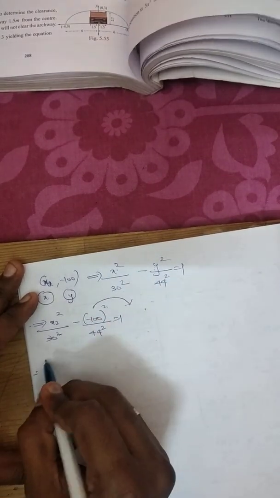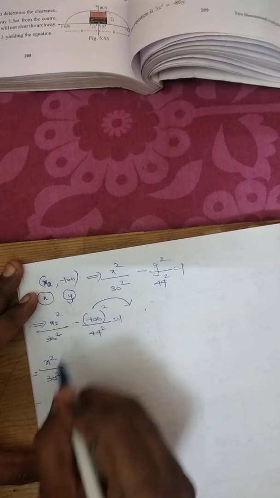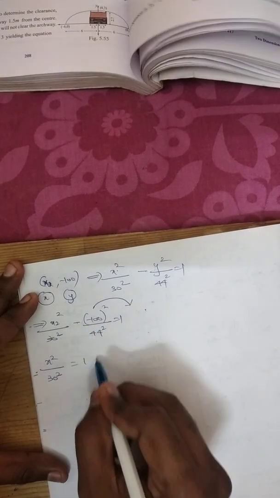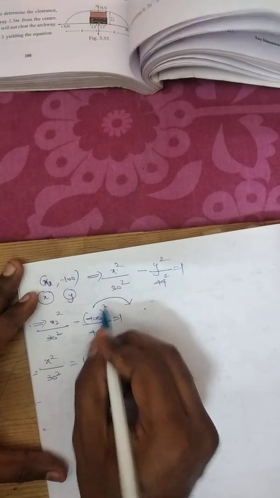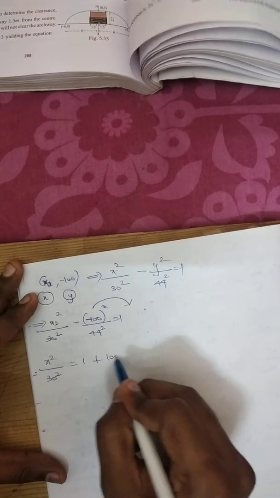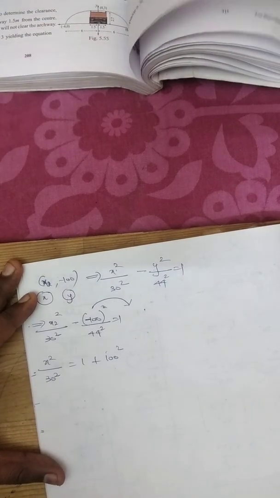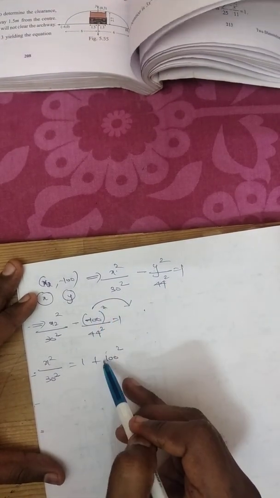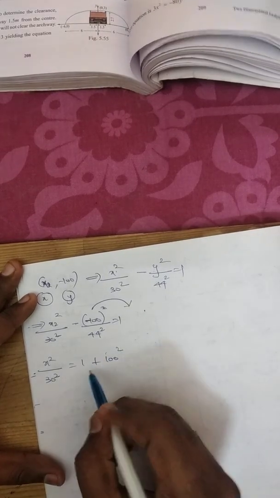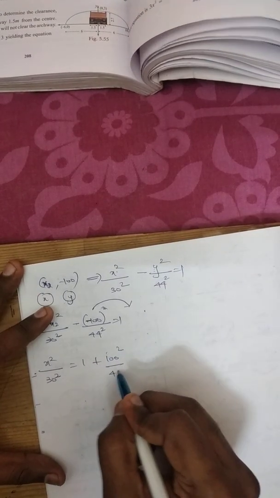This comes to this side. x square by 30 square, minus goes plus 1, plus this minus 100. This minus will become plus, so I don't need to put minus, I put 100 square only. Why do I put 100 square only? Because this minus is going to become plus, minus a whole square plus, so I'm removing the minus and I put 100 square, divided by 44 square.